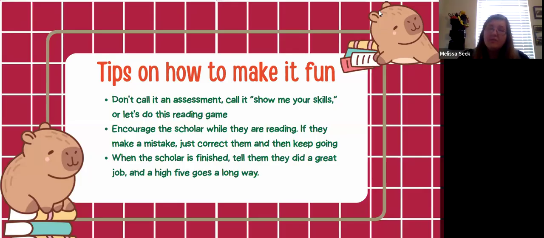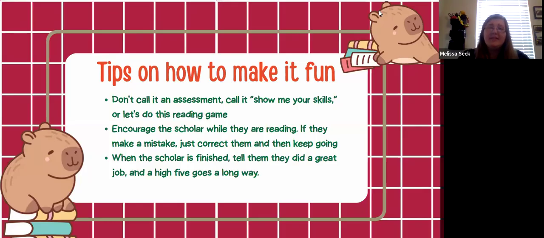Encourage the scholar while they're reading. So like we said, if they make a mistake, you can correct them and keep going, or just let them read past it. You don't necessarily always have to call it the mistake. But great things of like, if they sound out a really hard word, you can be like, oh my gosh, awesome. Yes, good job. And let them keep going. And it kind of encourages them, okay, we're doing a good job.